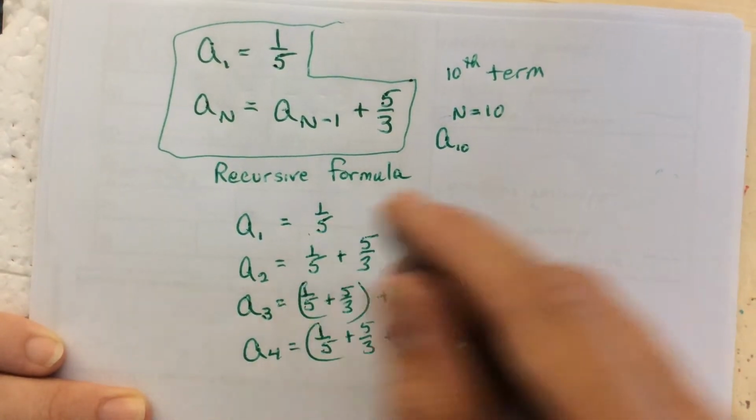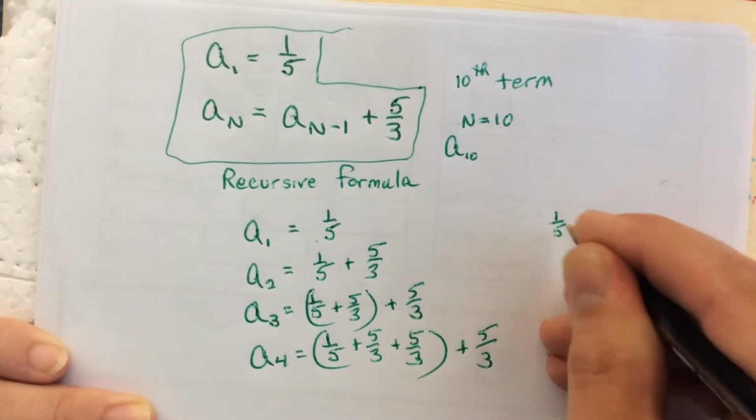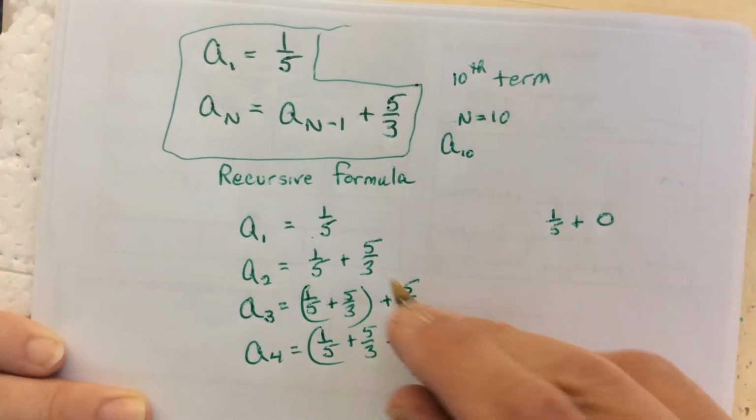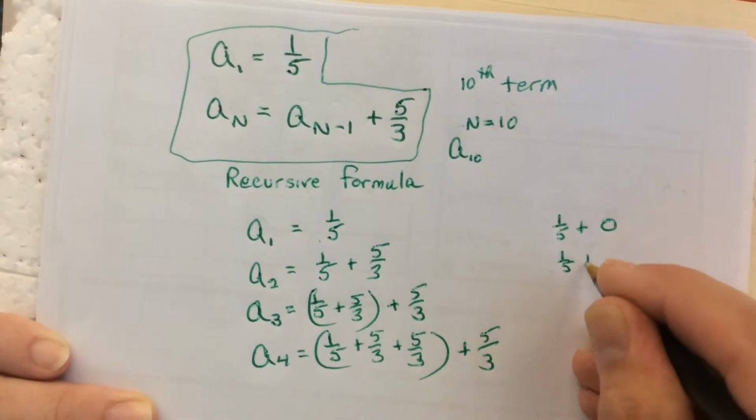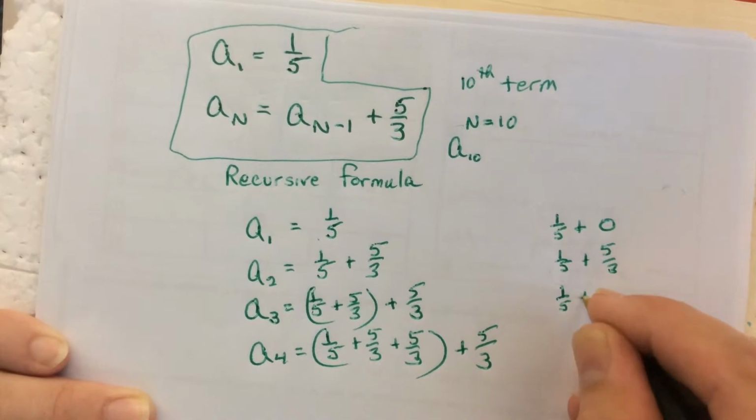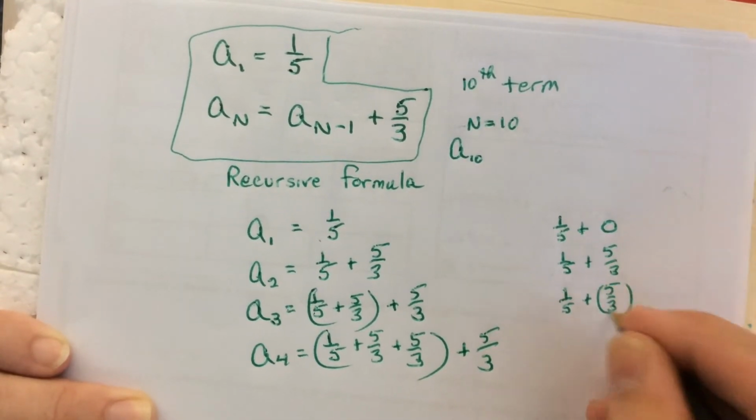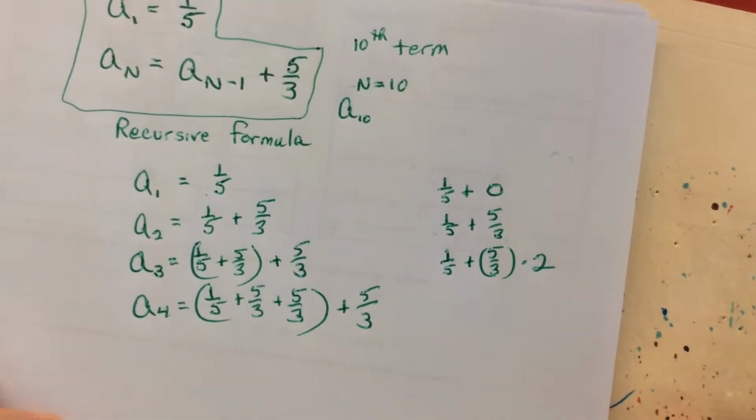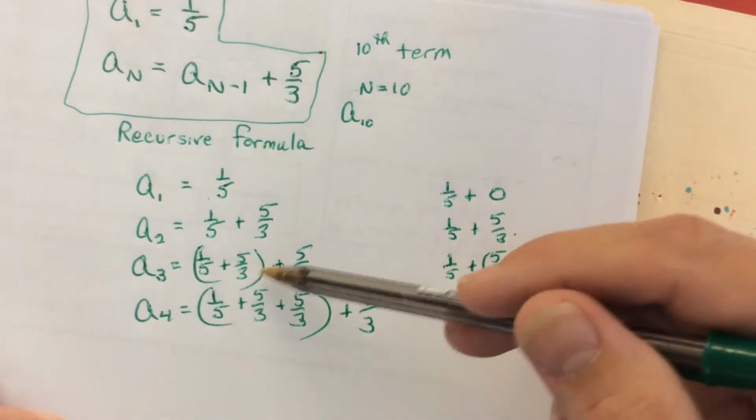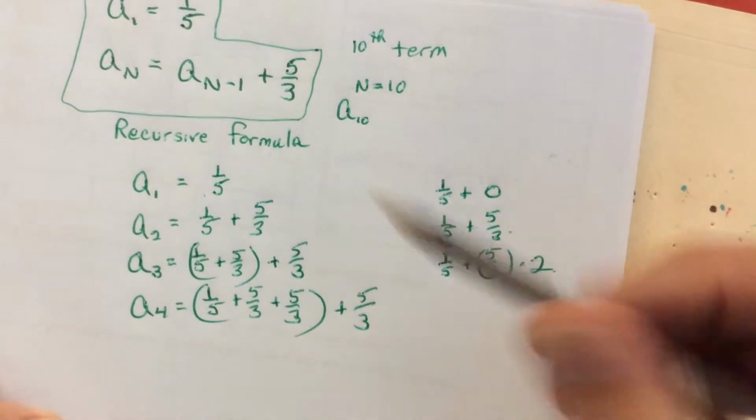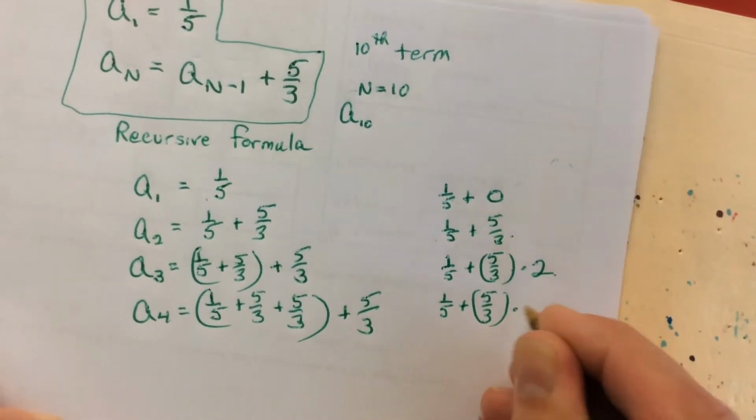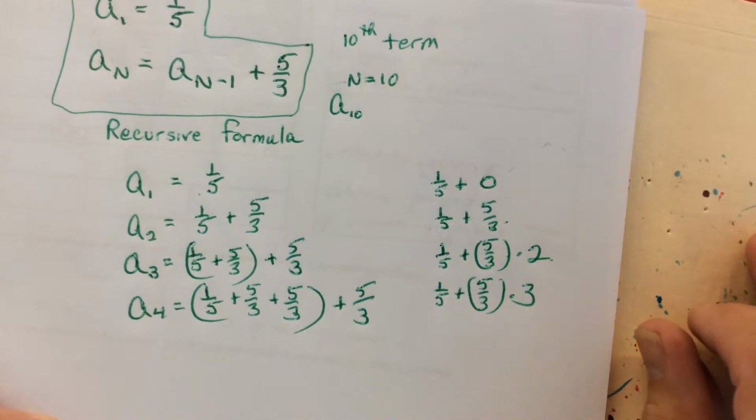Here, you've got 1/5 times 1, I guess, or plus 0. 1/5 plus 0. Here, you've got 1/5 plus 5/3. Here, you have 1/5 plus 5/3 two times. So for the first one, you had 1/5 plus 0. Then you had 1/5 plus 5/3. Then you had 1/5 plus 5/3 twice. Here you have 1/5 plus 5/3 three times.